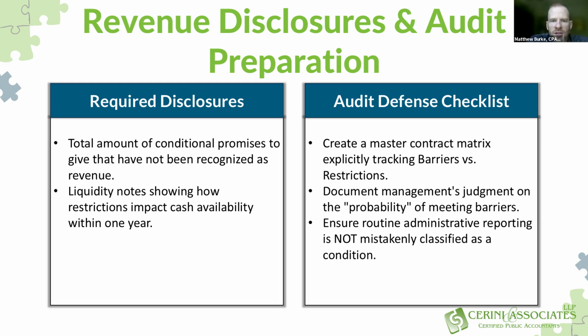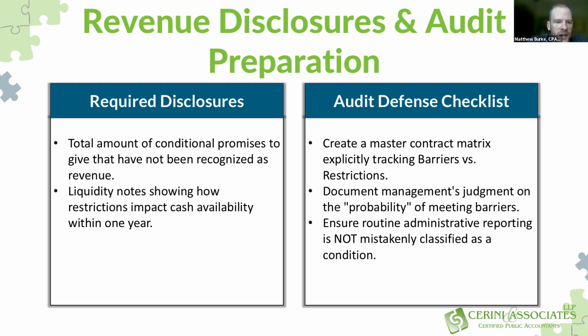So there are also some disclosure and audit prep pointers for this area, contributions and revenue. If you do have conditional promises to give where the conditions haven't been met yet, you have to disclose the terms of those. This is only if they're material, and how much has not been met yet. And you might want to put in there that we expect to fulfill these conditions in the next 12 months or something like that. This way the reader of the financial statements can see that there is additional revenue coming into the organization once these conditions are met.